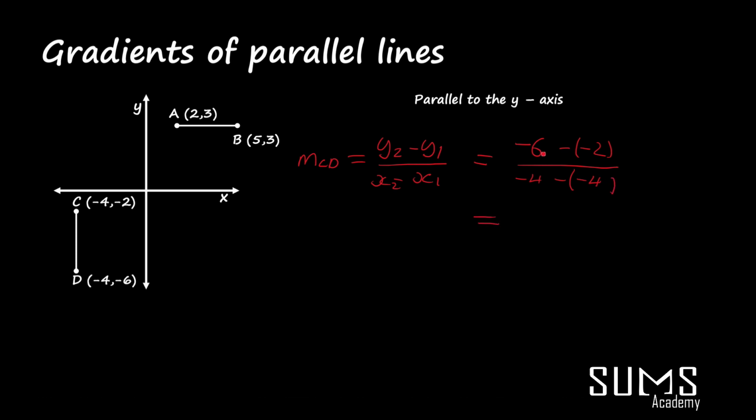So that equals minus 4 over 0. And now you can't divide by 0 because it just doesn't make sense. You can't share 4 zero times equally because you're not sharing it at all. So it just doesn't work, basically. So what we say here is the gradient is undefined, that gradient CD is undefined.